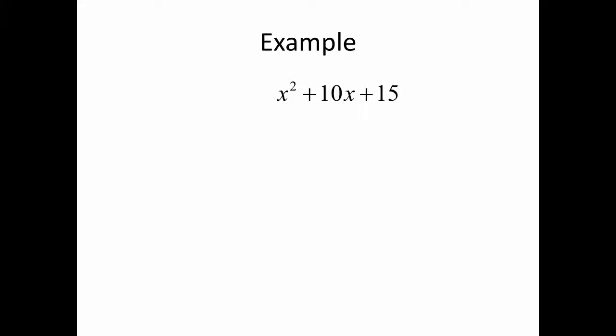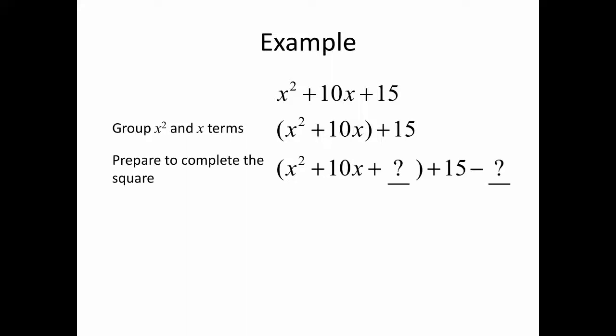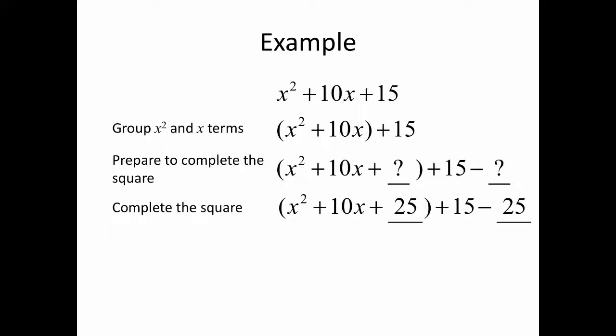Here's another example. We're going to complete the square on x squared plus 10x plus 15. Step number 1, group the x squared and x terms together. Next, prepare to complete the square by opening that empty space both within the parentheses to add what we need to, and outside the parentheses to subtract. Next, we complete the square. In this case, we take half of 10, which is 5, square it to get 25, and that will give us the 25 inside and outside.